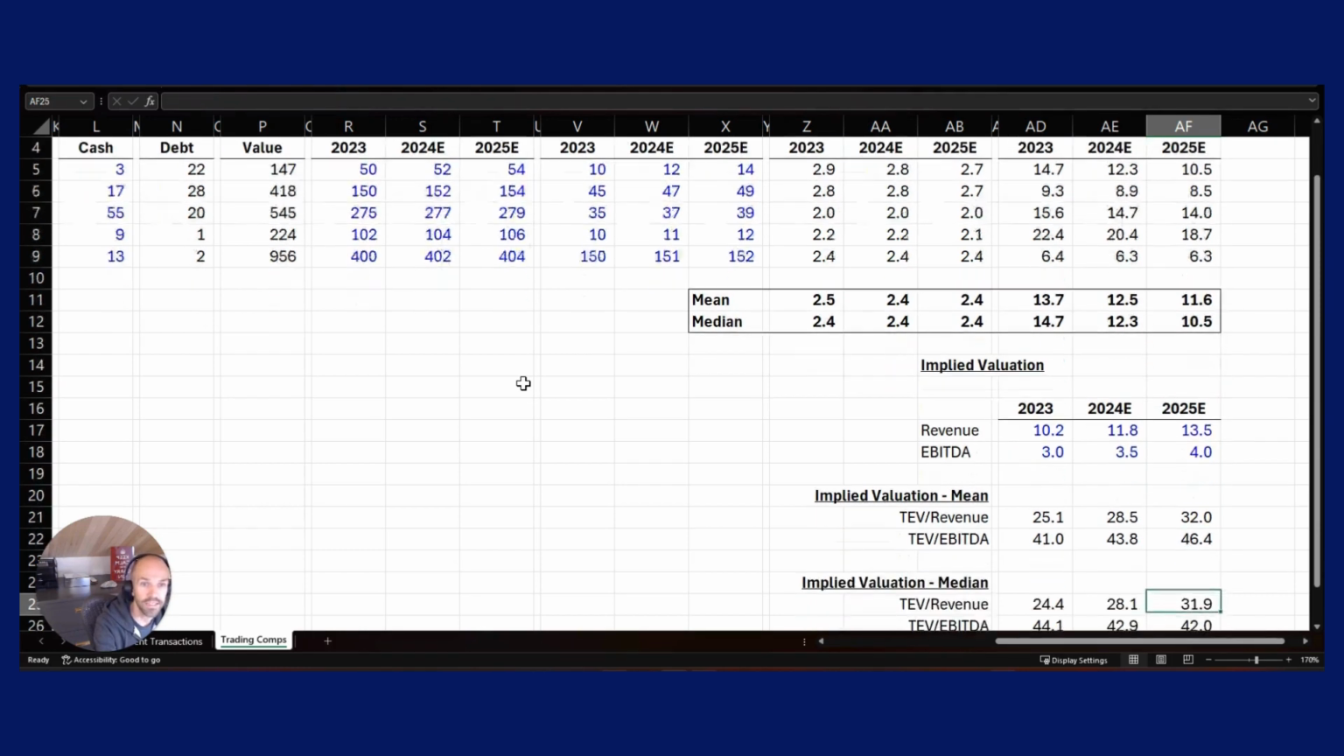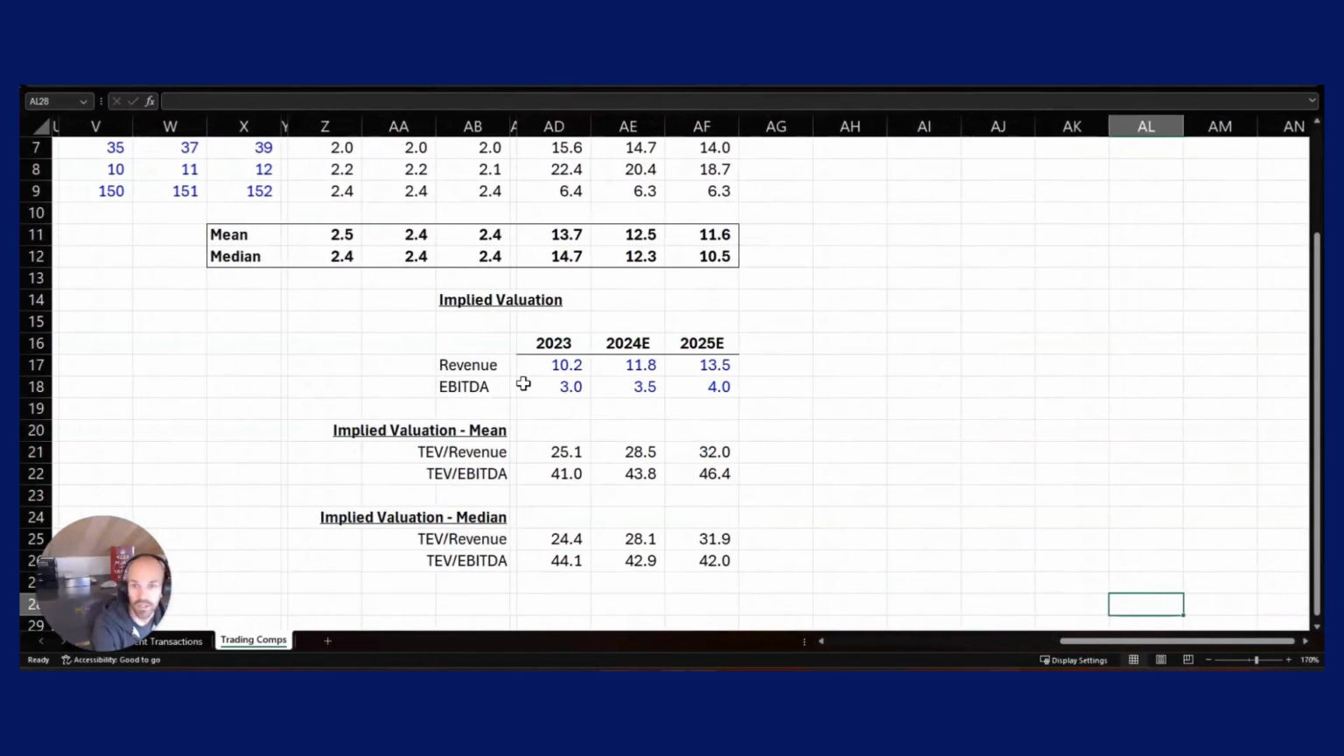So in this case, we've got a company here that has revenue of 10.2 million in 2023, is projected to have 11.8 million in 2024 and 13.5 million in 2025. Same thing with the EBITDA, where we did 3 million of EBITDA last year, and we're projected to do 3.5 and then 4. So you can kind of see that you basically punch in what you've done for a historical period and what you expect to do for those future periods. And then it's as simple as taking the multiples from above and applying them to those numbers.